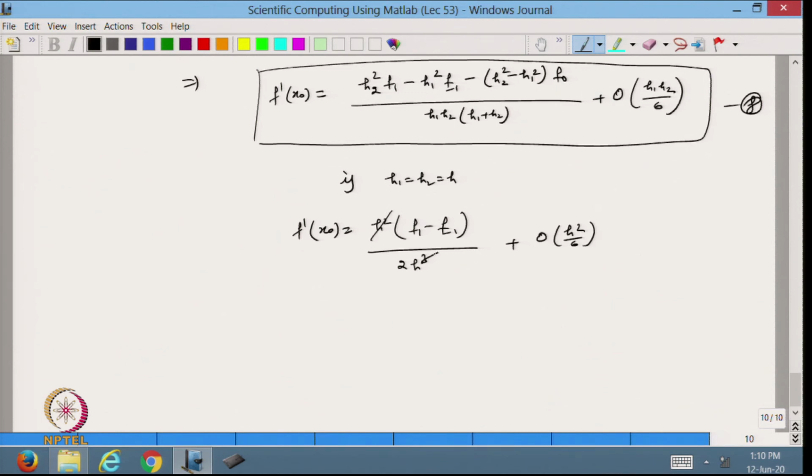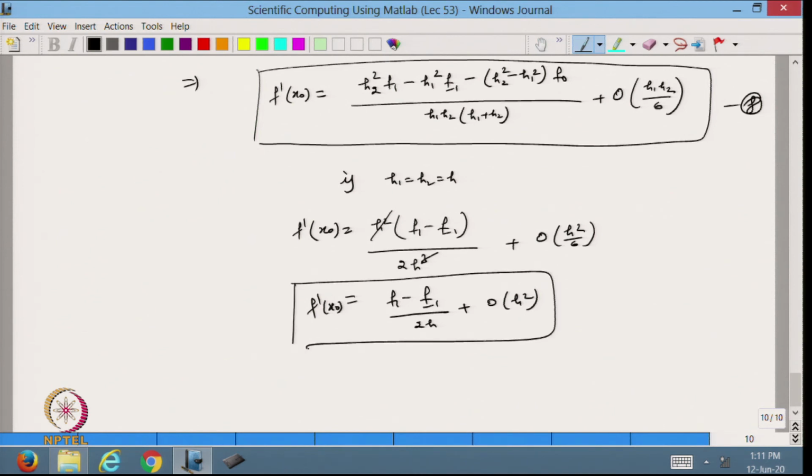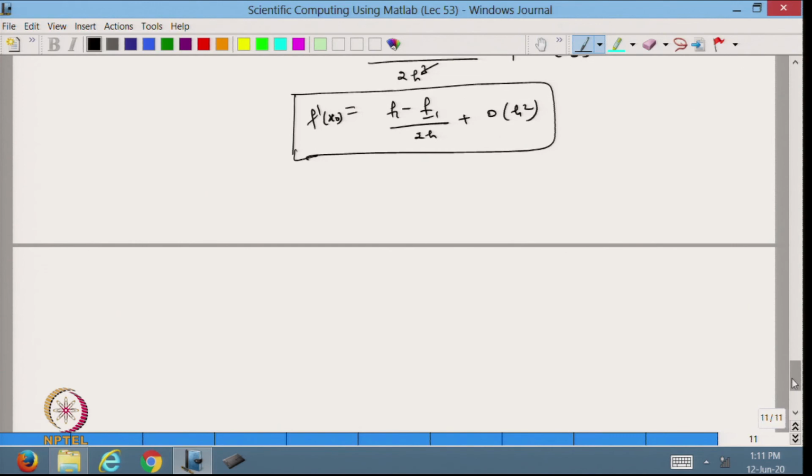Now this will cancel out, and from here I will get f1 minus f minus 1 by 2h plus order of h square, and I know that this is the second order central scheme for the first order derivative. So that is the way we can verify this one. Now I can give one more expression for second order derivative.